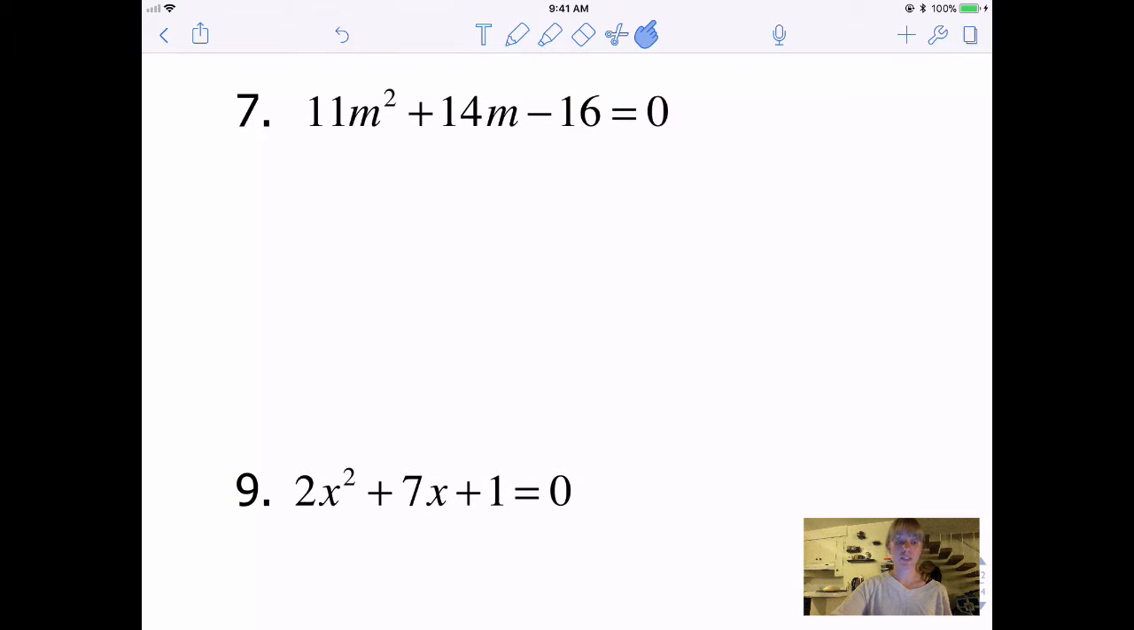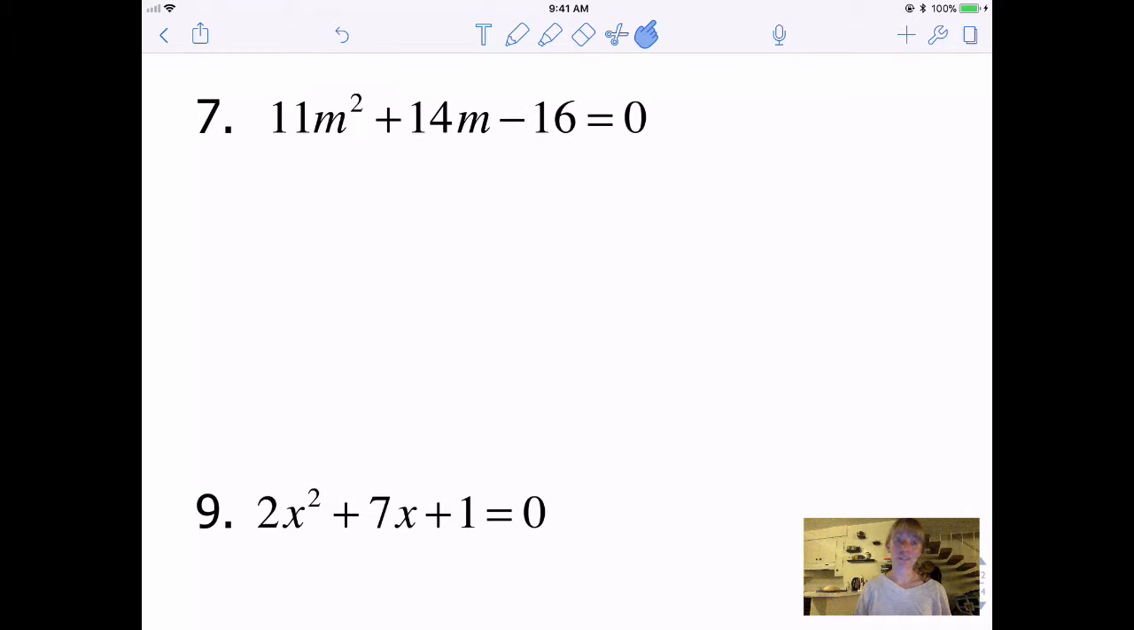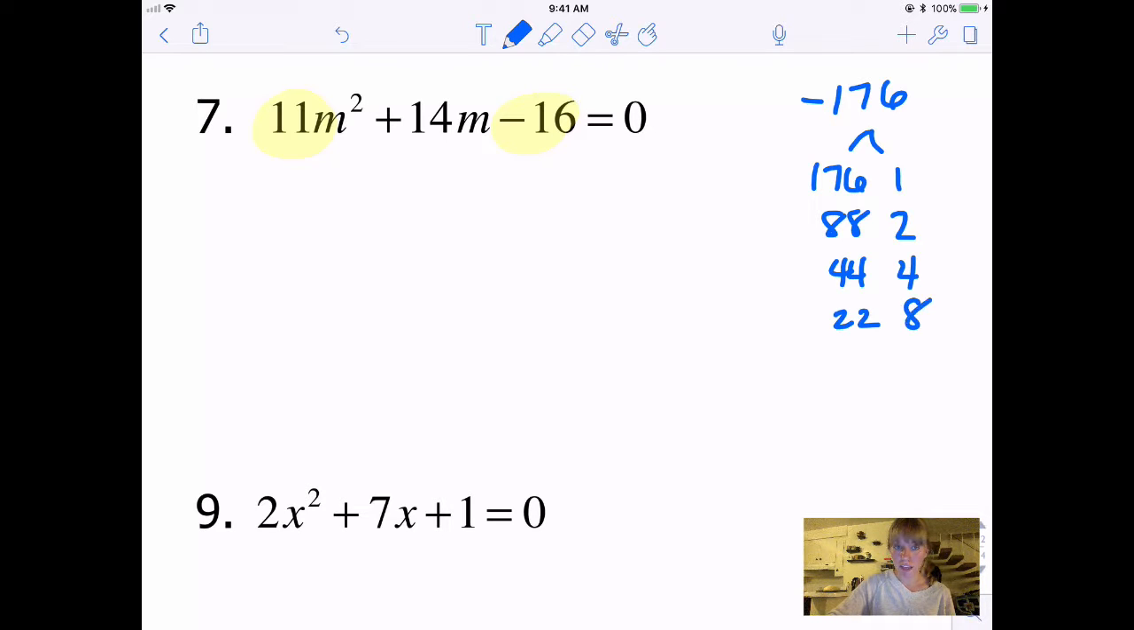So number 7 says 11m squared plus 14m minus 16 equals 0. I notice first of all that there's no GCF in the whole polynomial. So this is going to be an AC method. So I've got an 11 and a negative 16. You might need your calculator for this one, but 11 times negative 16 is negative 176. So if I list out some factors, I've got 176 and 1, 88 and 2. This is going to be a little bit of a long list. 44 and 4, 22 and 8, 16 and 11.